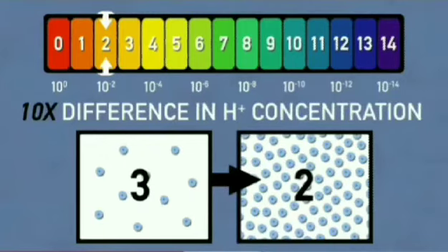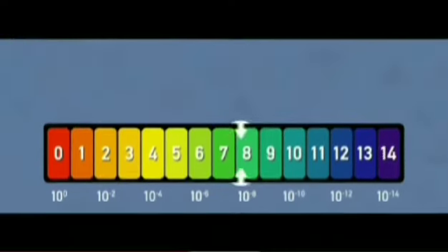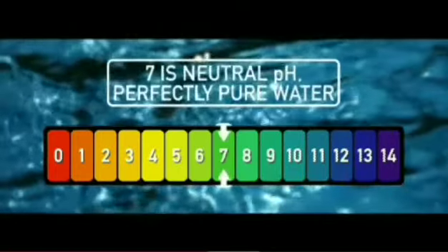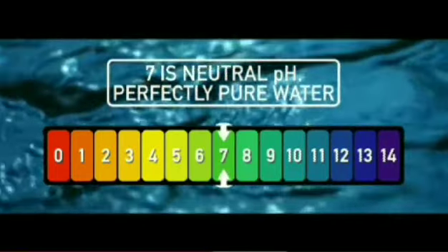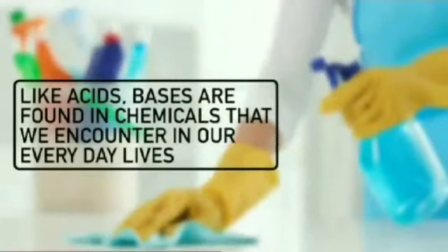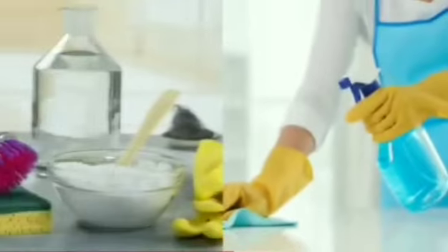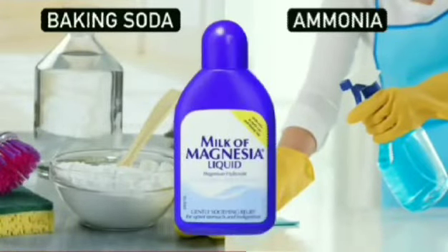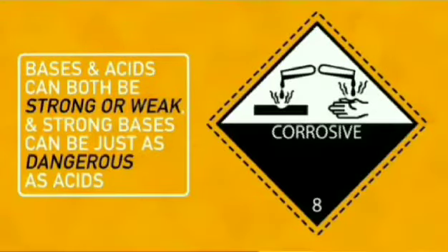But 0 to 7 is only half of the picture. So what about all these numbers above 7? Substances that correspond with this half of the scale are called bases, and they are the chemical opposites of acids. The 7 on the scale represents neutral pH, what would be perfectly pure water. Like acids, bases are found in chemicals that we encounter in our everyday lives. Cleaning products such as ammonia and baking soda are bases, as are some simple medicines like milk of magnesia. They're bitter to the taste and often slippery to the touch, kind of like soap. Even though bases are different than acids, they too can be strong or weak, and a strong base can be just as dangerous and corrosive as a strong acid.